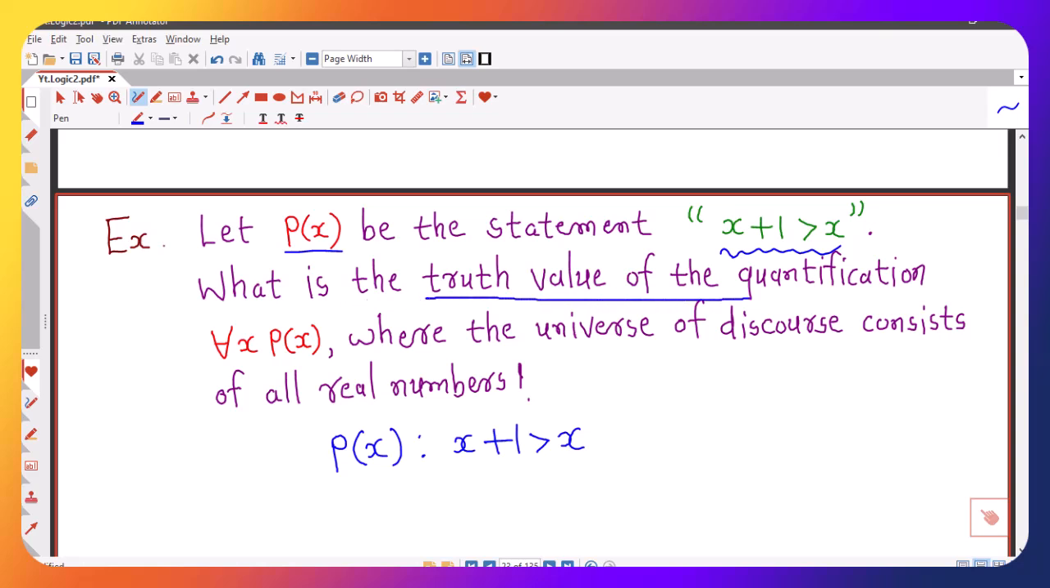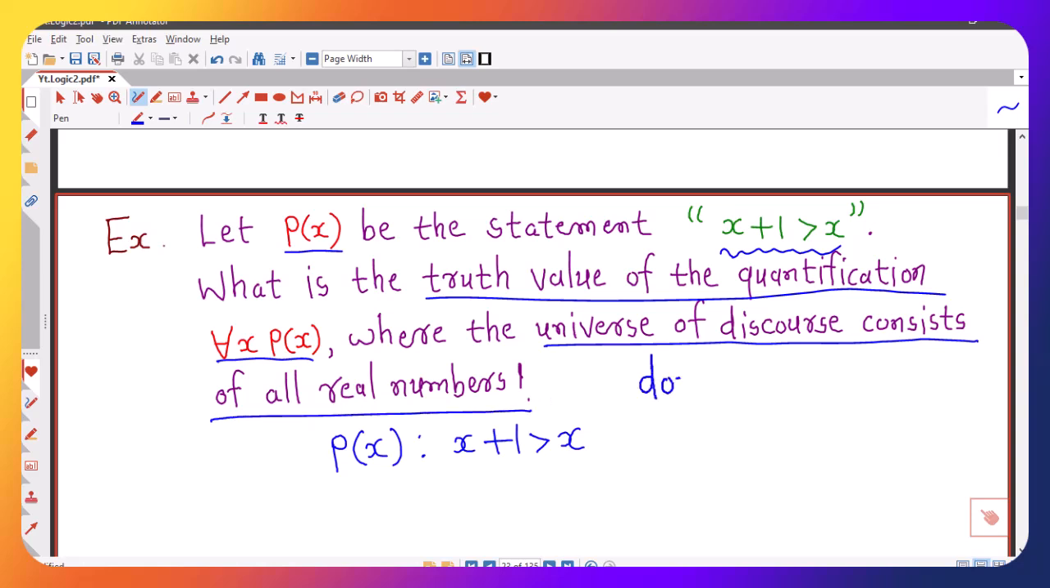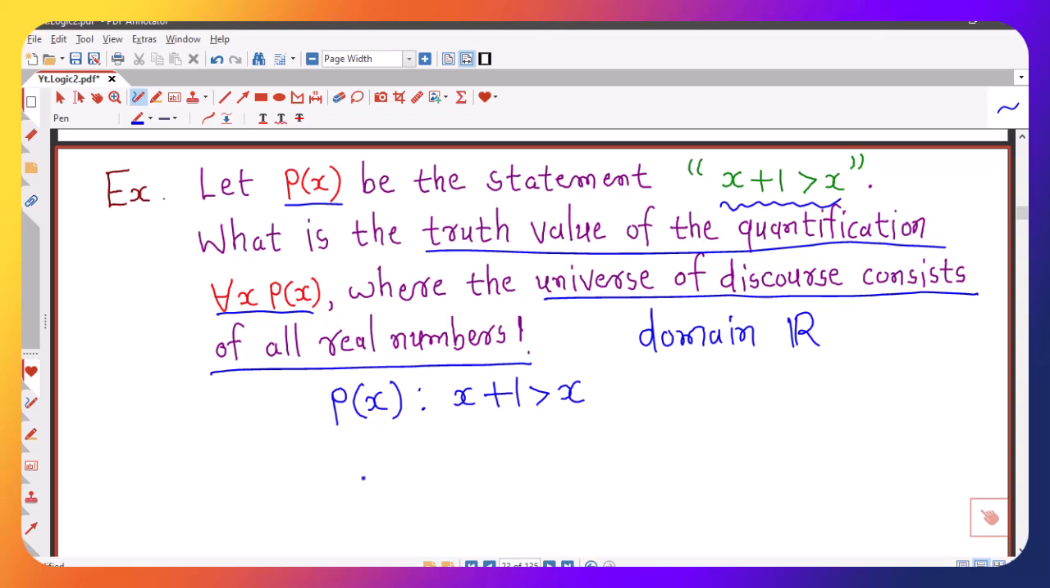What is the truth value of the quantification for all x P(x), where the universe of discourse consists of all real numbers? So here the universe of discourse or domain is the set of all real numbers, and we have to determine the truth value of this quantification for all x P(x). That means we have to check whether for every x this is true or not: x plus 1 is greater than x.